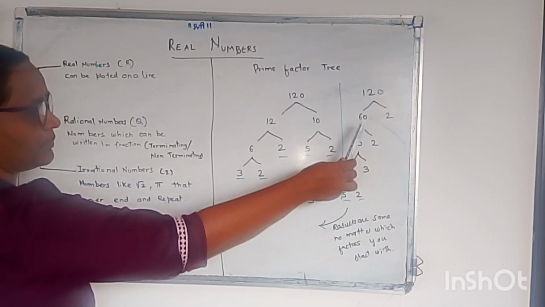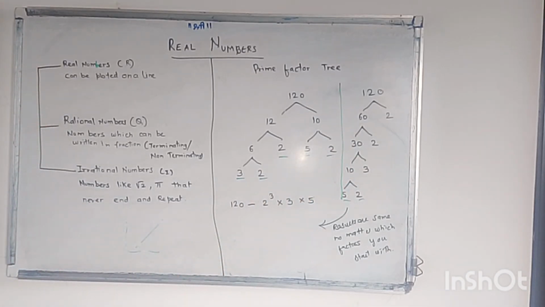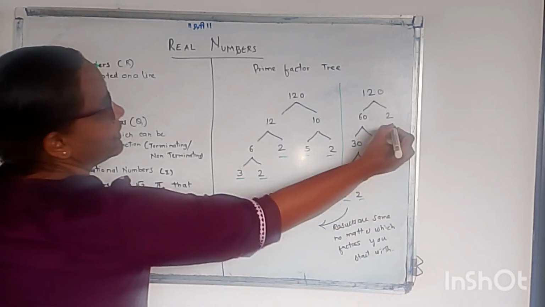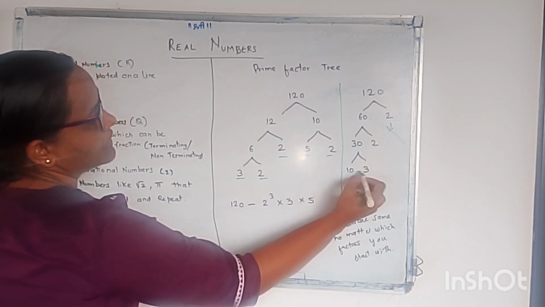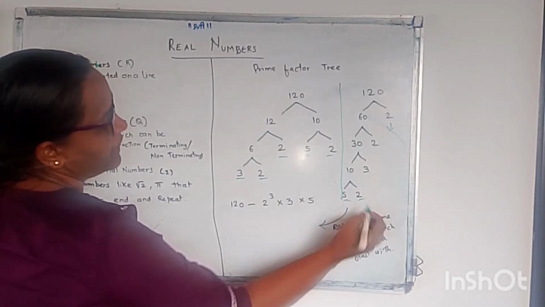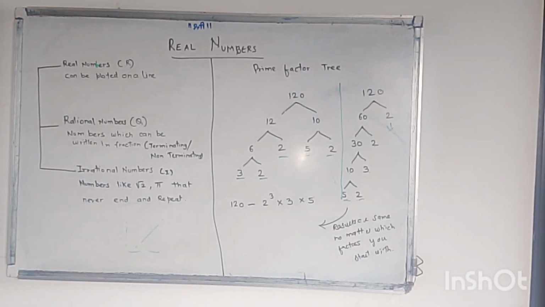I have taken some other factors, like I have started with 60 multiplied by 2, also 120. 2 cannot have more factors, so I am going for 60, 30 2s are 60, 30 is 3, 10 3s are 30, 10 is 5 2s are. So the results are same no matter which factors you are starting with, if you are starting with 12 multiplied by 10 or 60 multiplied by 2. So the first method we are going to start is factorization or prime factor method.